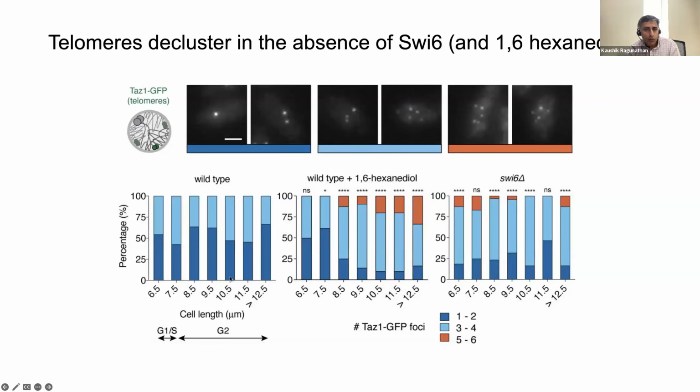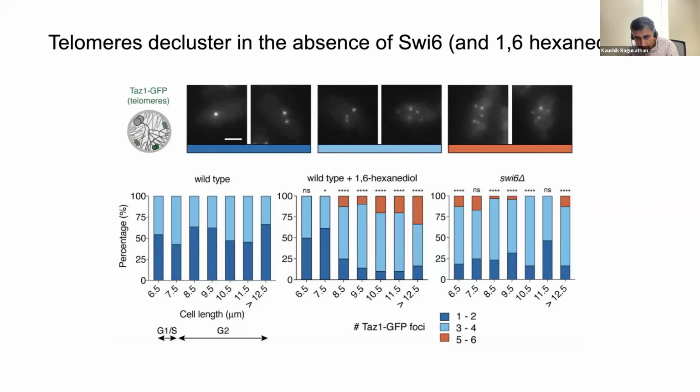So Megan's lab also went on to characterize what the properties of these clusters might be upon addition of 1,6-hexanediol. And there's a very striking phenotype that emerges in these cells. So TAS1 is a protein that binds to telomeres. And so it's easy to know whether the telomeres are clustered together or not by simply adding a fusion of GFP to TAS1. And then you can count how many foci that correspond to telomeres exist in each cell. And it turns out that if you add 1,6-hexanediol, the telomeres decluster substantially. And the same declustering of telomeres also happens if you delete SY6, meaning that SY6 is really organizing telomeres to form specific clusters.